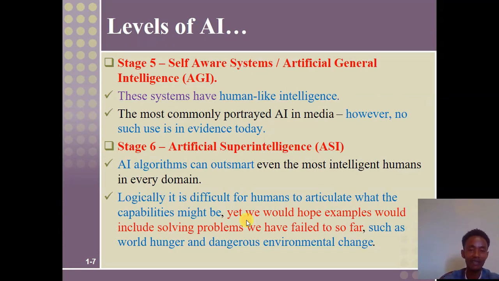The other one is stage 5, the self-awareness system or artificial general intelligence. So these systems have human-like intelligence. The most commonly portrayed artificial intelligence in the media is expected to be deployed, but however, no such use is in evidence today. Even if they are expected to have human-like intelligence, such algorithms are not yet developed. That is a self-aware system or artificial general intelligence, or human-like intelligence.